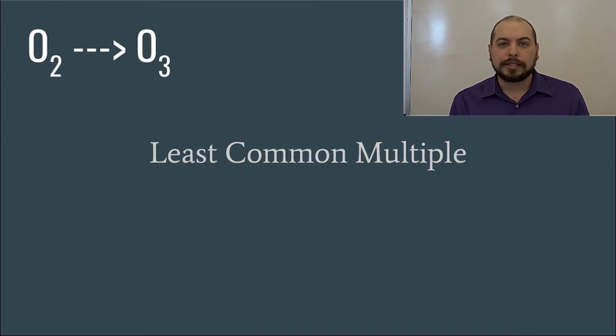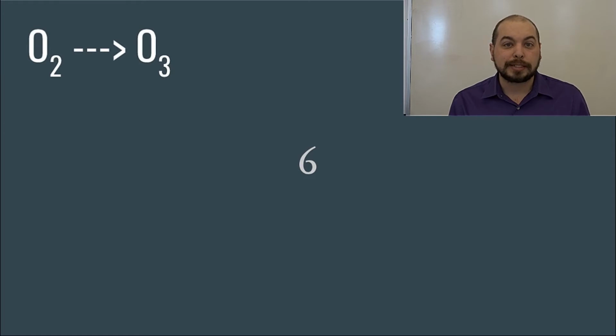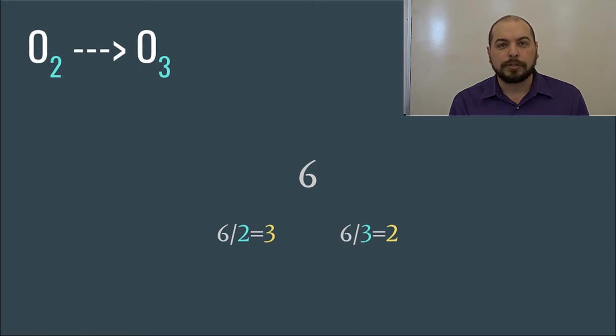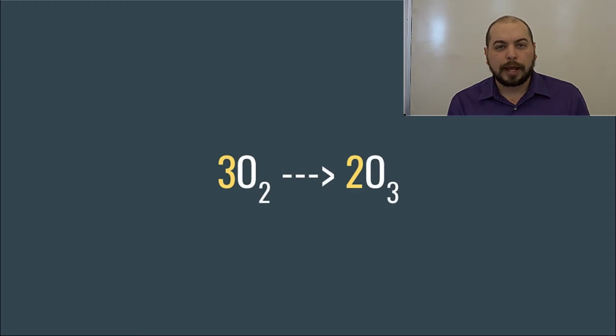And in this case, the least common multiple between 2 and 3 is 6. So what we're going to do is try to get both sides to 6 oxygen atoms. The way we're going to do this is by putting a 3 in front of the O2 and a 2 in front of the O3.